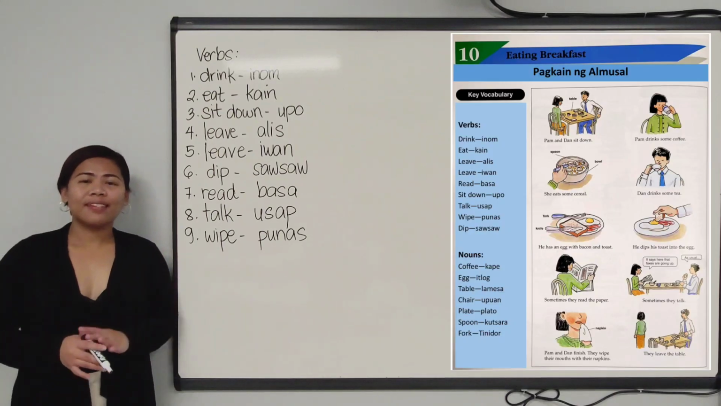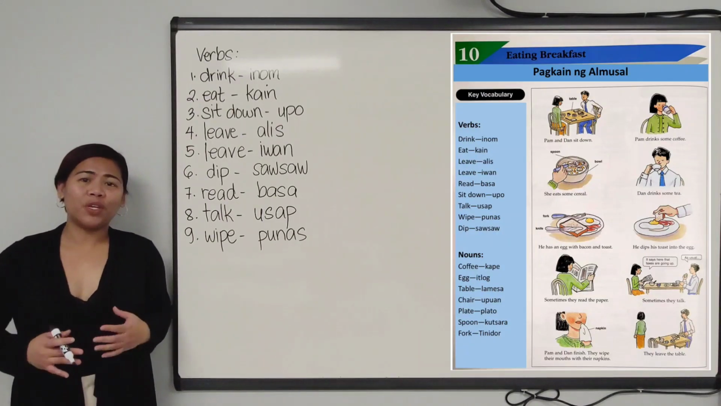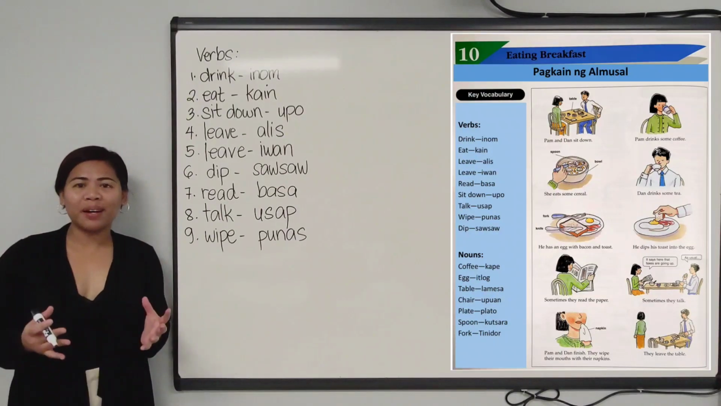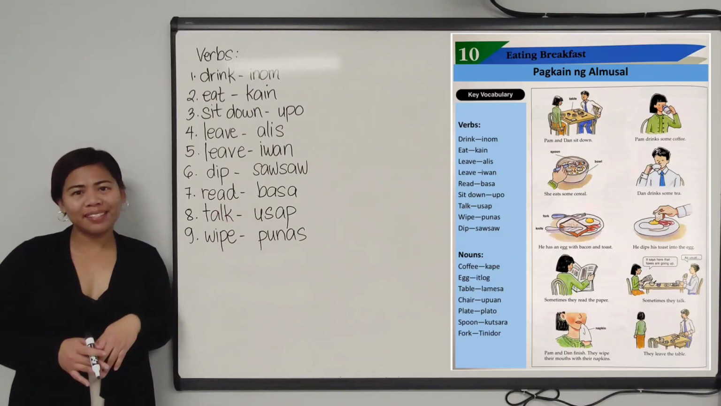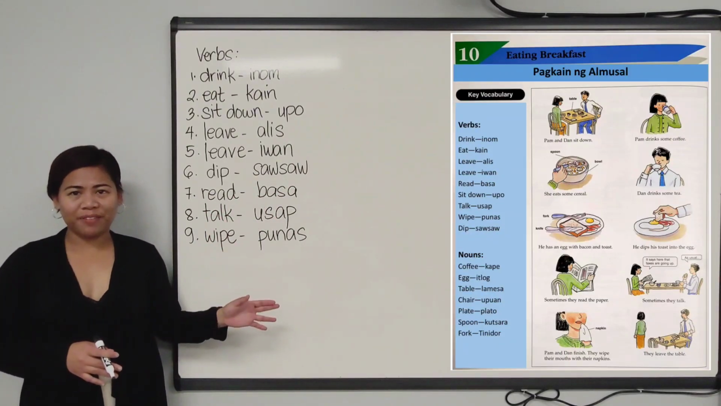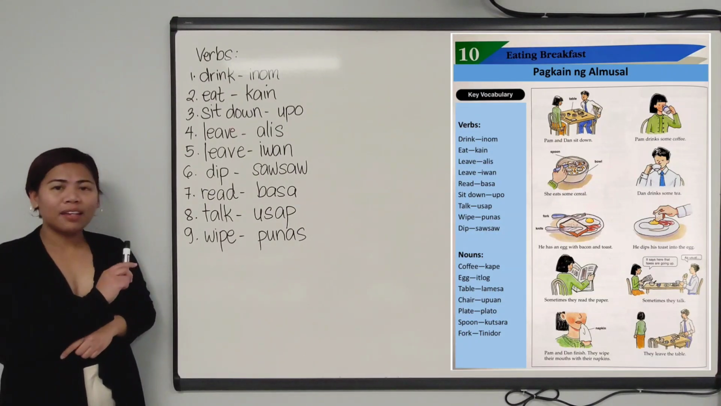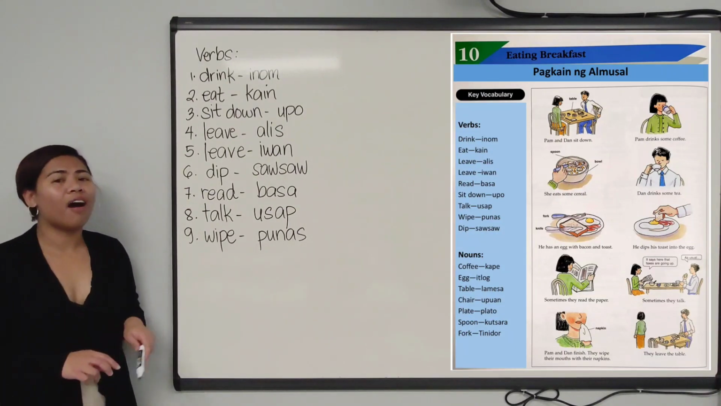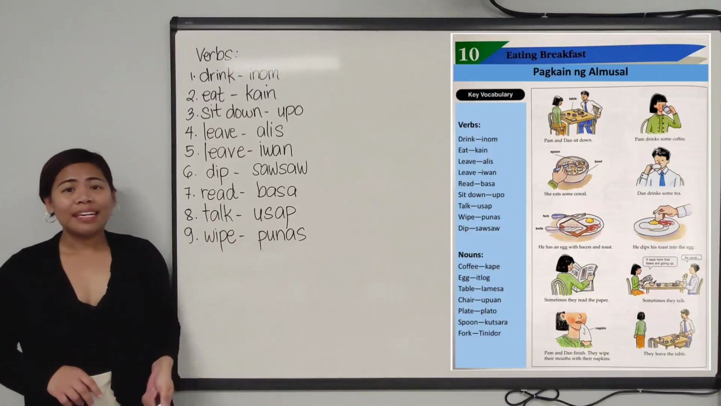In the first lesson, we talked about the things that we usually do after we wake up in the morning. And this one is the continuation. So today we are going to talk about eating breakfast. I listed down 9 verbs on the board that are related to the topic eating breakfast.